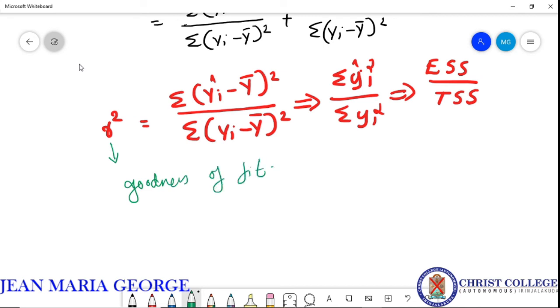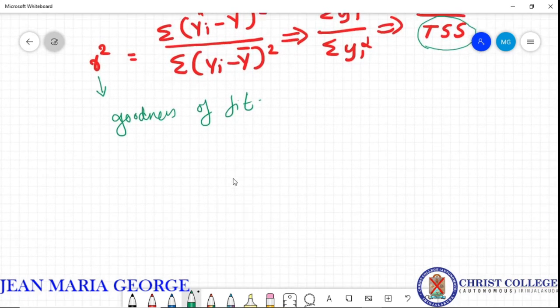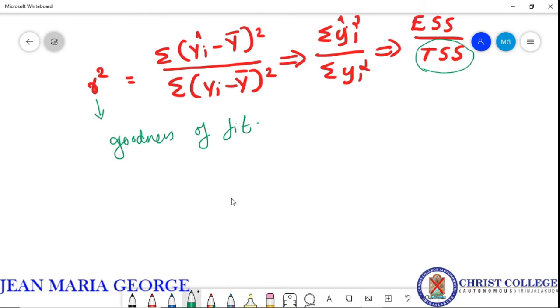So verbally this r square measures the proportion or percentage of total variation in y explained by the regression model, that is ESS. So the ratio of explained sum of square to total sum of square is the r square value, which measures the goodness of fit of the regression line. Okay. So thus we derive the equation for r square. It is nothing but ESS by TSS, or sigma yi hat square divided by sigma yi square.